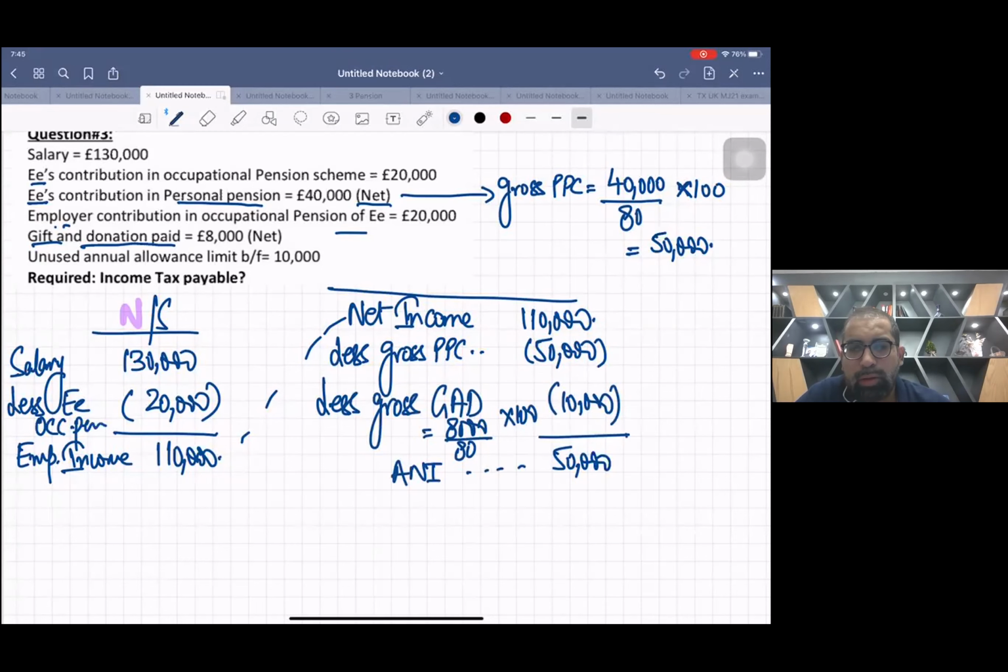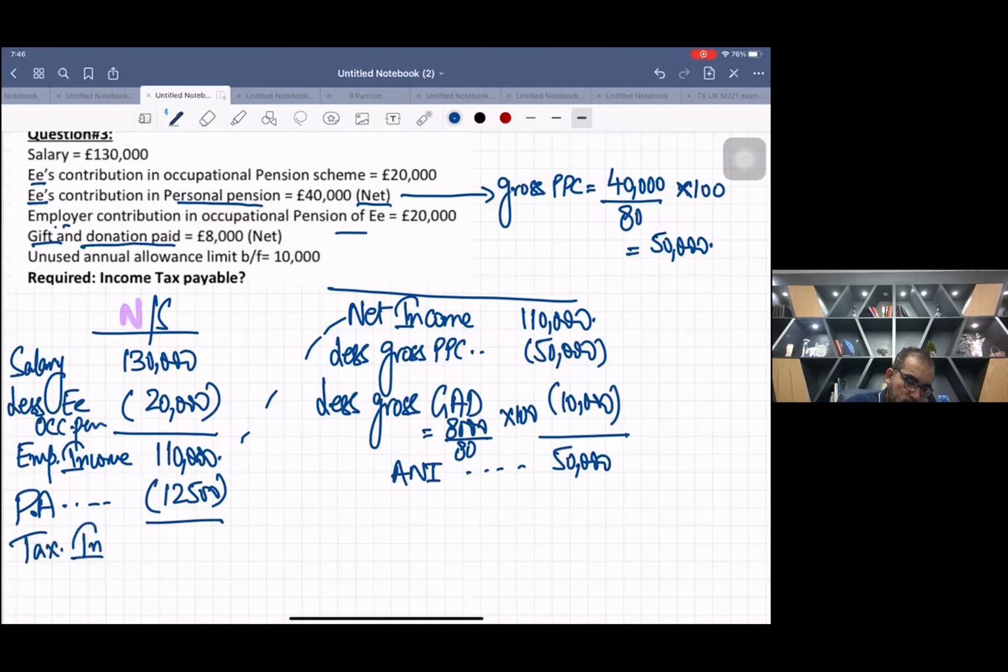Okay, students. Now when your ANI is 50,000, that means your ANI is less than 100,000. So your personal allowance in this question will be 12,500. So I think its taxable income is how much? 97,500. Your taxable income is 97,500.